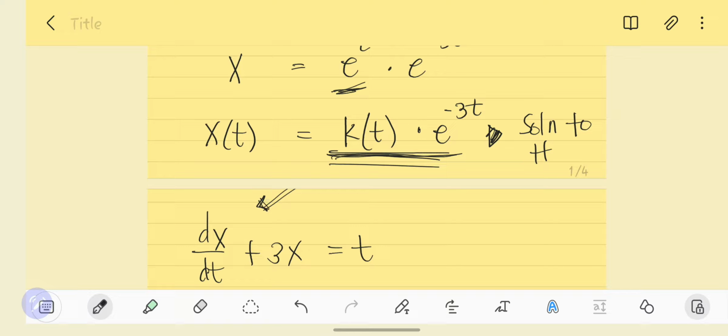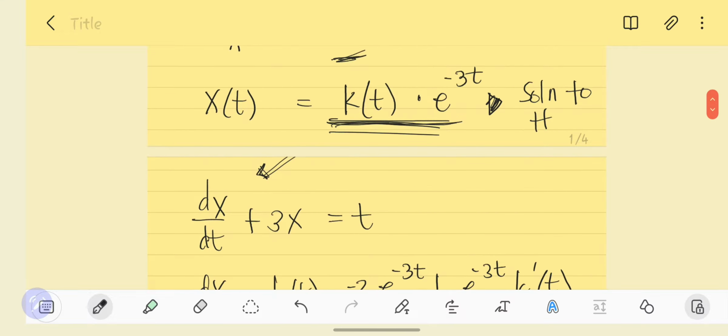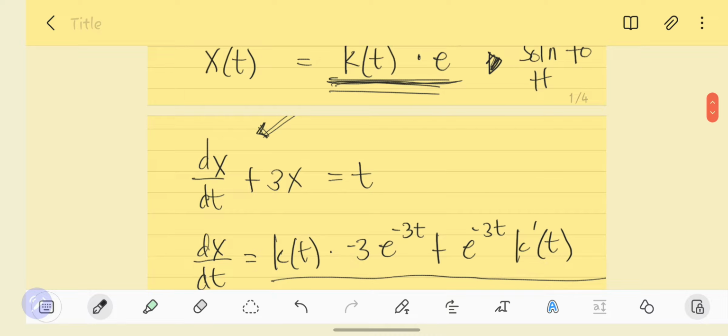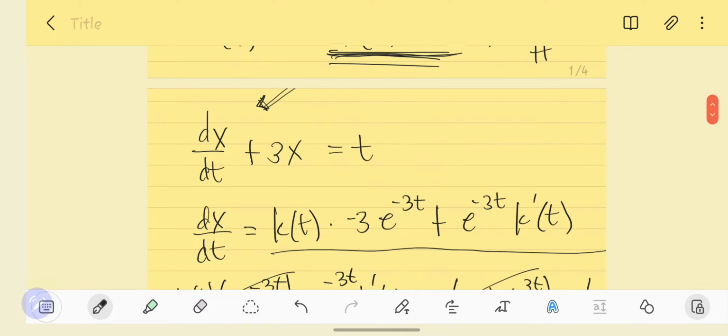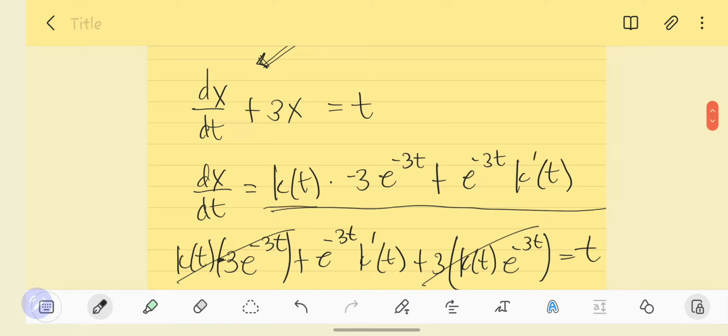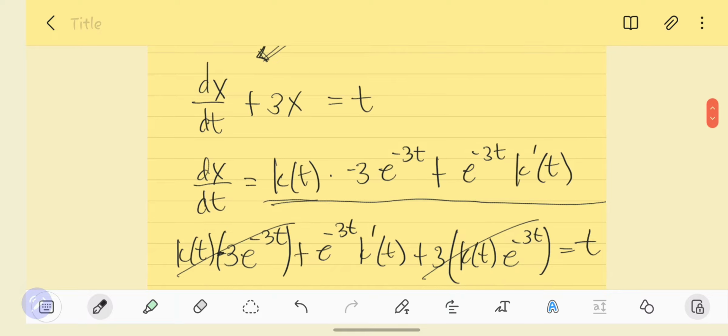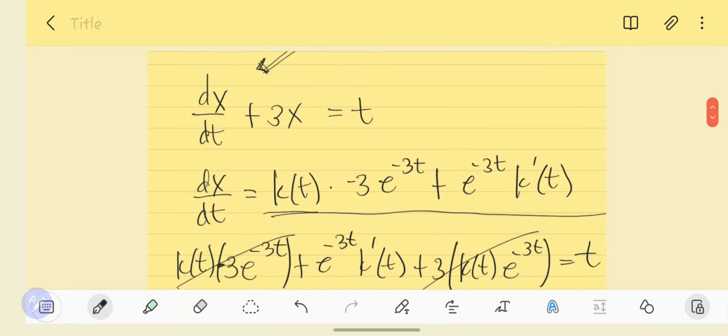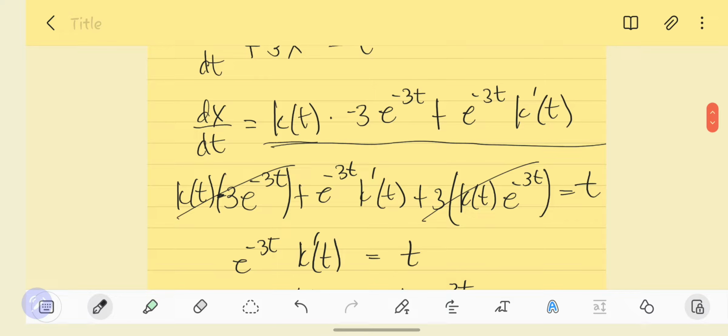So, we can obtain the dx over dt in the non-homogeneous equation. The dx over dt, or the derivative of k of t times e to the negative 3t, is equal to k of t times negative 3 e to the negative 3t plus e to the negative 3t times k prime of t. And then substituting that into our non-homogeneous equation, k of t times negative 3 e to the negative 3t plus e to the negative 3t k prime of t plus 3 k of t e to the negative 3t is equal to t.